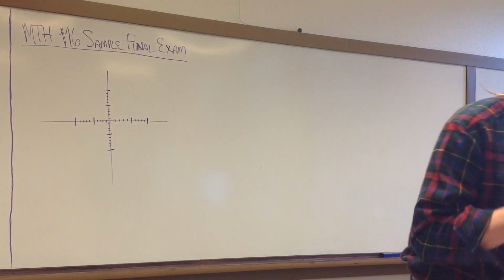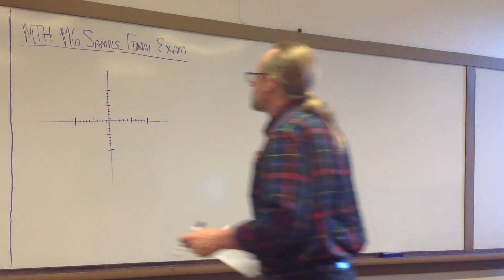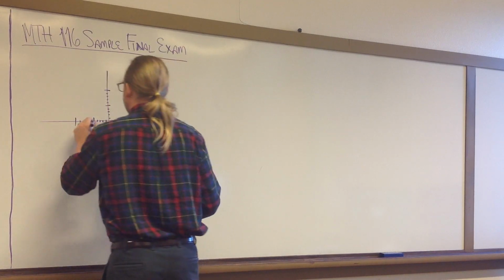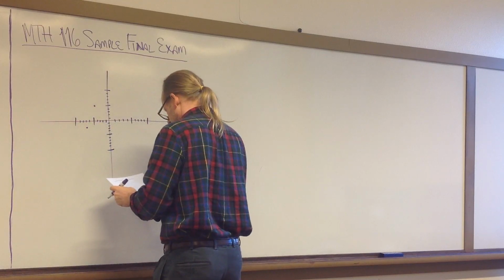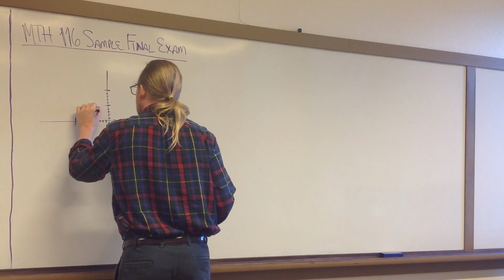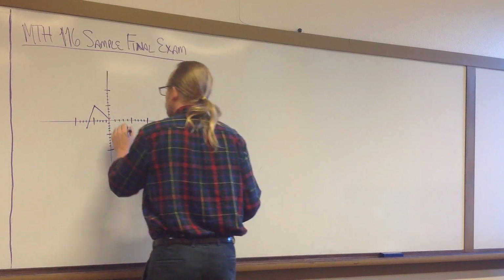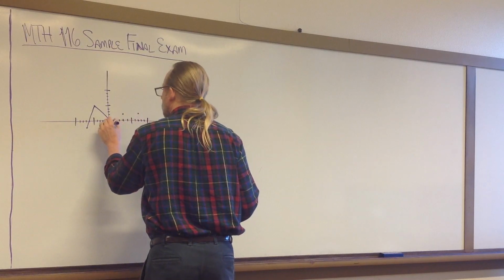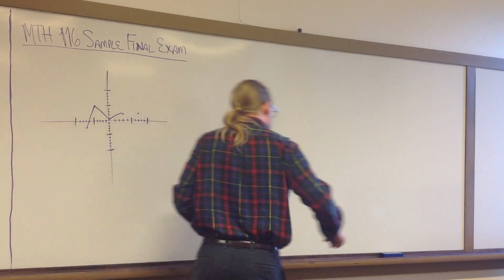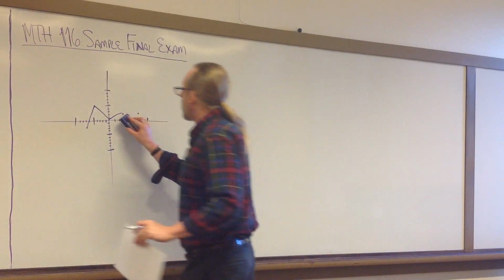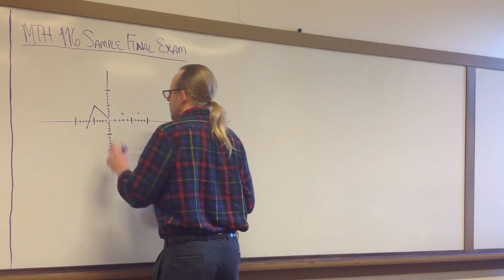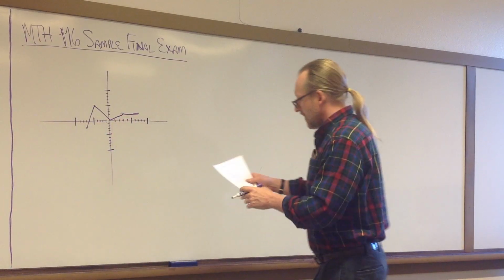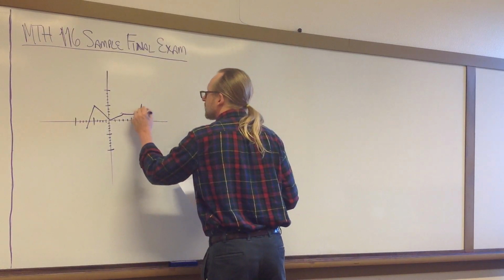Now, our function here is negative 7, negative 2, negative 5, 5, and then 0, 0. So that is how it starts. 3, 2, and 7, 2. Okay, and then like that. So that's our function f of x.